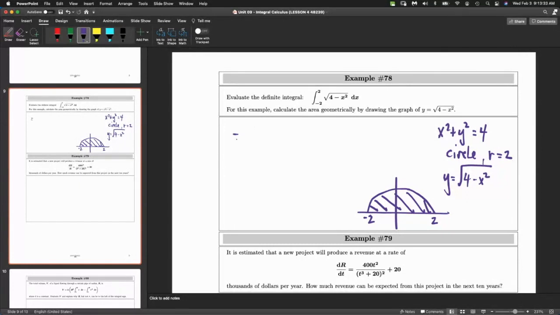So this is equal to the area of a semicircle. So the area of a circle is pi r squared, but a semicircle would be half of that. And it's a semicircle with radius equal to 2. So the radius is 2, just put 2 there. So the answer is 2 pi.